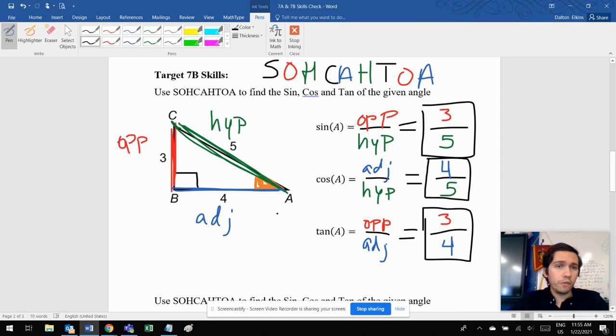So that is the most important skill of 7B, using the mnemonic device Sohcahtoa to help you remember the sine, cosine, and tangent of any angle in a triangle.